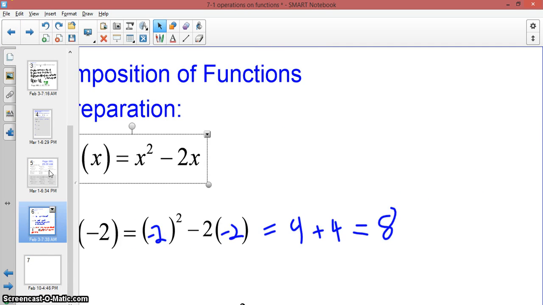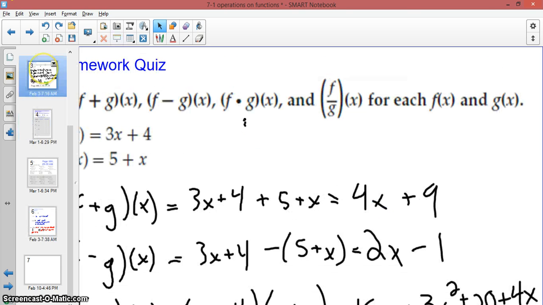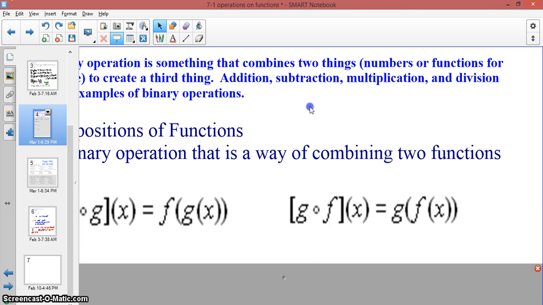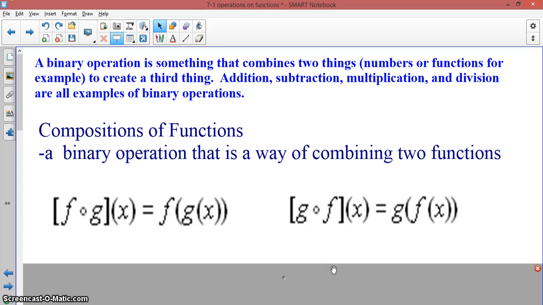What's going on here? Oh, here we go. Boom. This is what I want. Stuff got out of order. I freaked out for a second. Thought it was gone. Alright.